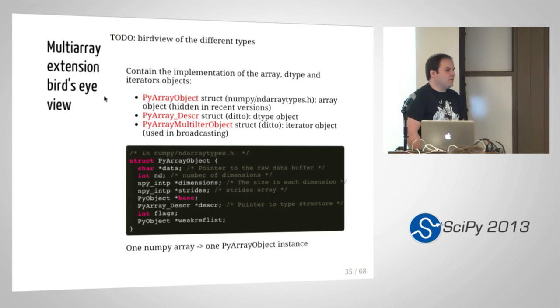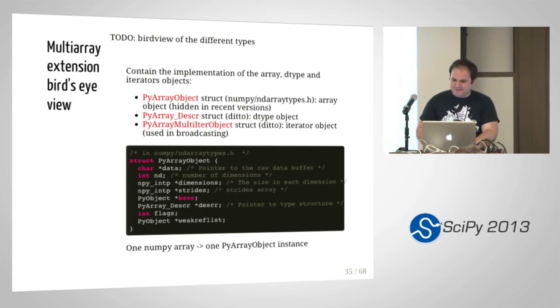Where is this code at? Because I've looked in NumPy. Yes, NumPy ndarrayobject.h. Or maybe they changed recently. Sorry, it's ndarraytypes.h.